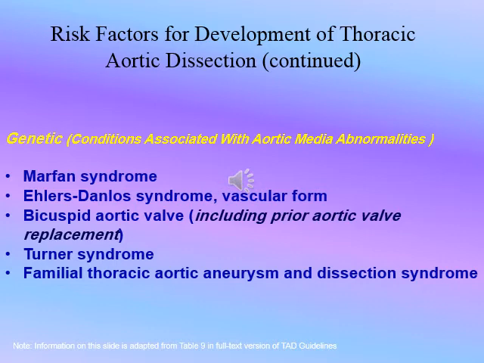Patients who have had prior aortic valve replacement. For a patient with a bicuspid aortic valve, bicuspid aortic valve is one of the diseases which comes with a general aortopathy, and coarctation also comes with a general aortopathy. What does that mean? The aorta is not perfect, it's a diseased aorta. So with a patient with a bicuspid aortic valve, I would expect that he or she is at a higher risk of developing aortic dissection.